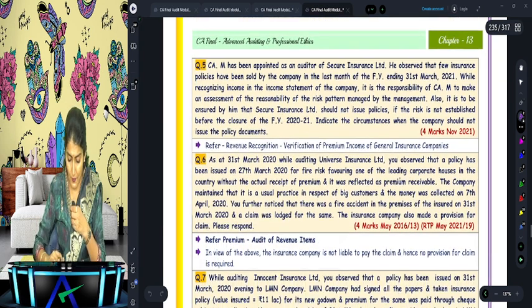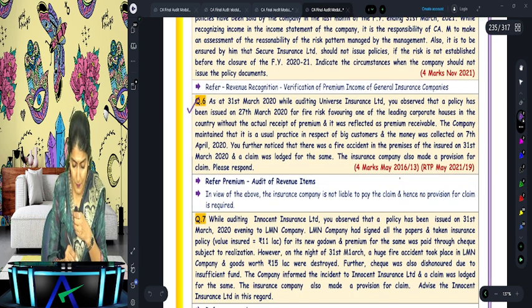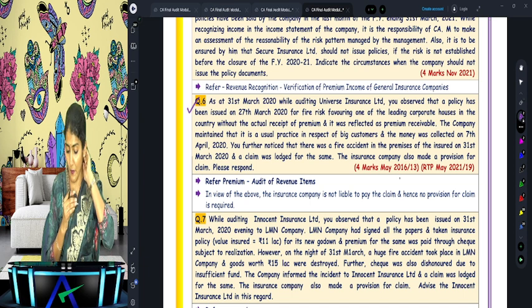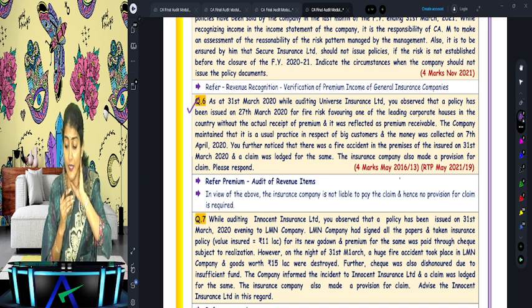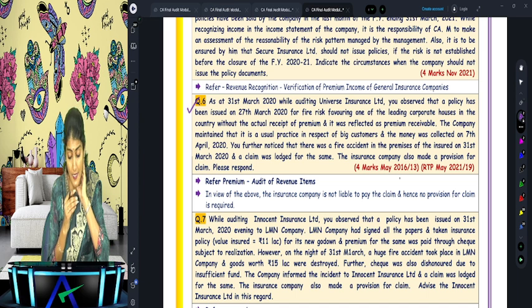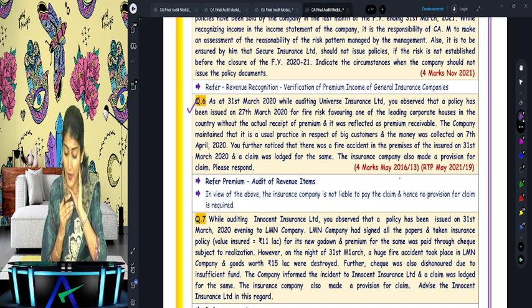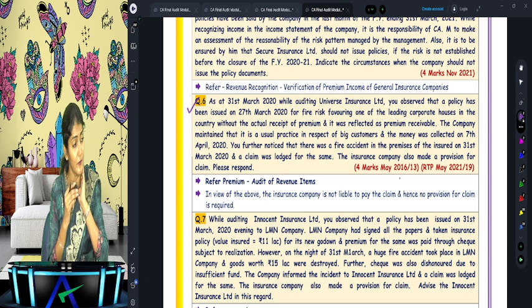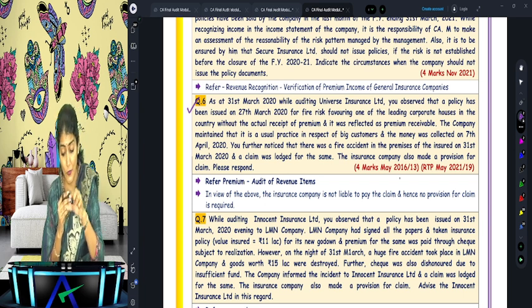Okay, let us look into this question, question number 6. As at 31st March 2020, while auditing Universe Insurance Limited, you observe that a policy has been issued on 27th of March for the risk favoring one of the leading corporate houses in the country without the actual receipt of the premium, and it was reflected as the premium receivable. The company maintained that it's a usual practice in respect of big customers, and the money was collected on the 7th of April. You further notice that there was a fire accident in the premises of the insured on 31st of March, and a claim was lodged for the same. The insurance company also made a provision for the claim.